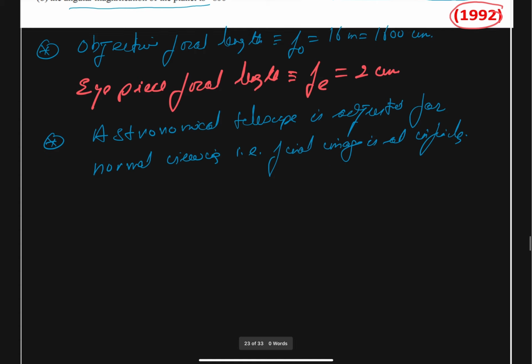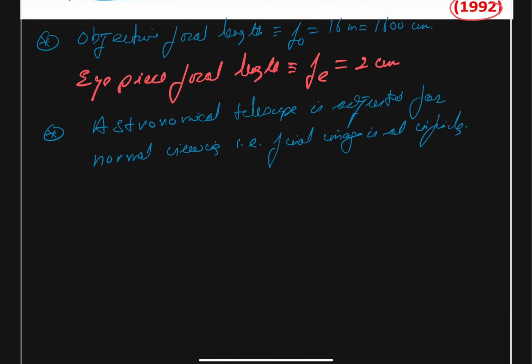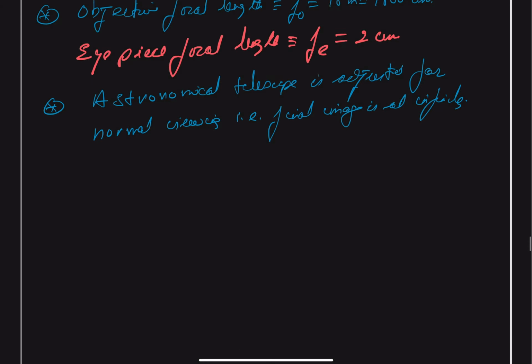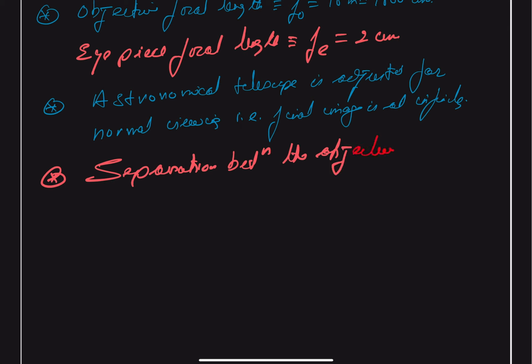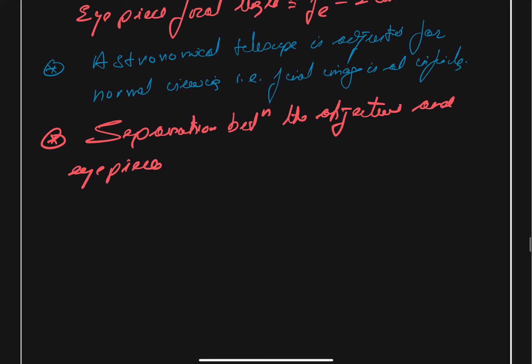So now we can use the standard formula that the distance between the objective and eyepiece will be D, and that is a summation of their respective focal lengths. So we can say the separation between the objective and eyepiece, that is our D, will be equal to the focal length of objective and focal length of eyepiece.